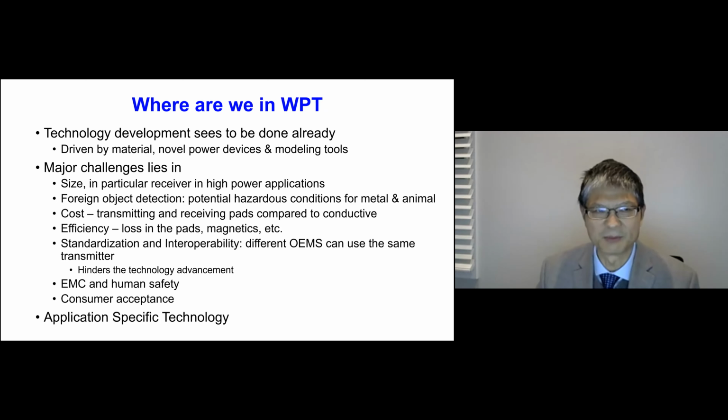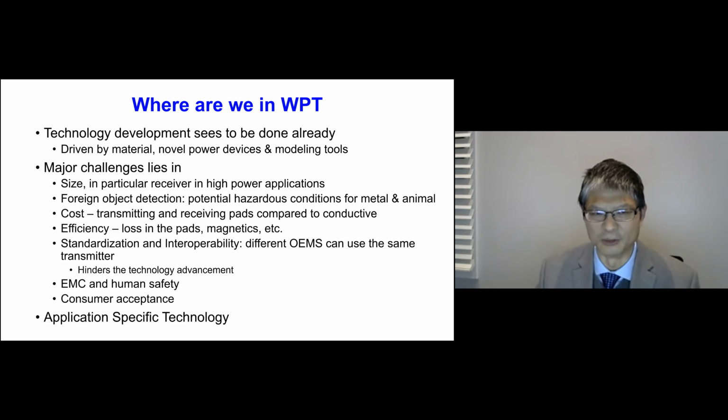So the major challenges right now: first you look at size, and we want to have smaller size, but this is limited by our electromagnetic theory. Foreign object detection seems to be an issue. Cost is still more expensive than conductive charging systems. Efficiency can drop significantly if misalignment happens and other things happen.